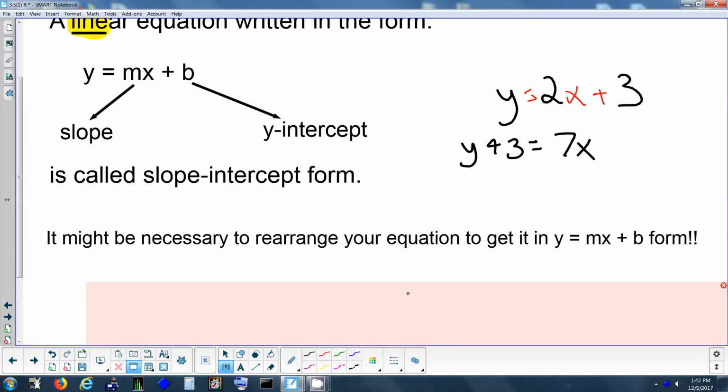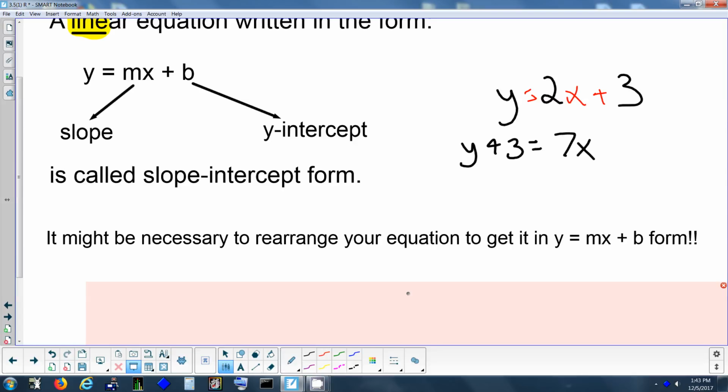y plus 3 equals 7x. Is that in slope-intercept form? No. Savannah, you say no. Why? What's in the wrong place? The x. Up here the x is after the equal sign.